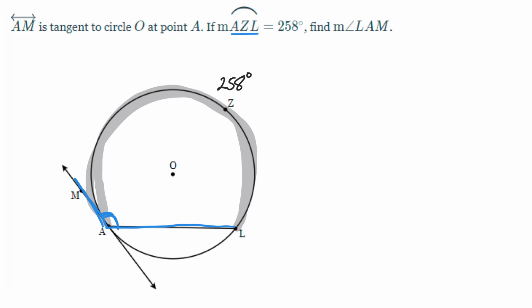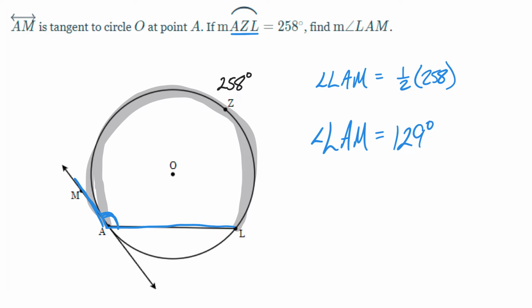So this is that formula we were talking about. What we know is that the angle is equal to half of the arc. So the angle measurement LAM is equal to half of the arc, which in this case is 258. So we're going to take half of 258. And we learned that angle LAM, half of 258, is 129 degrees.